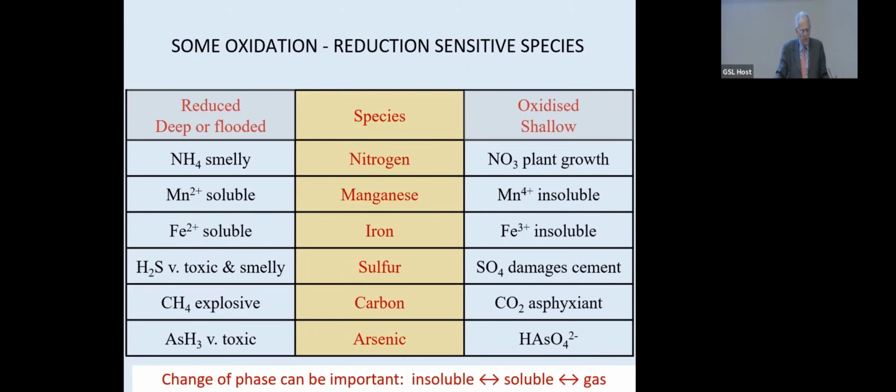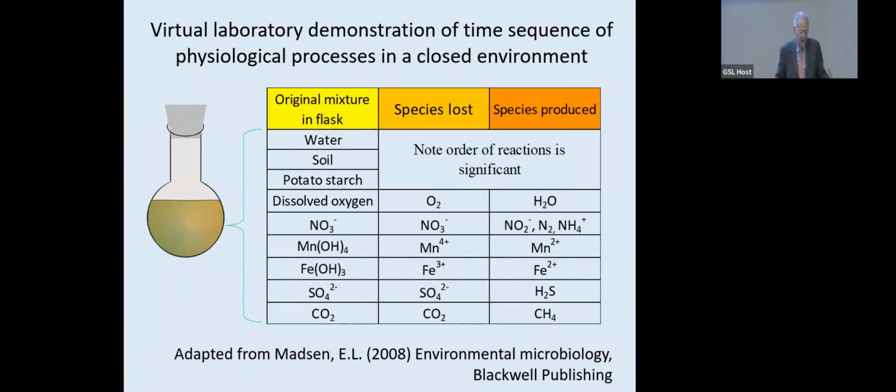Sulfur, we talked a little bit about hydrogen sulfide. Sulfate damages cement, and of course that problem of pyrite oxidation. Carbon in landfill, methane on one side, carbon dioxide on the other. Arsenic, mass problems, of course, in the Bengal Basin with the deeper wells there. And I'll give you a more complicated example of arsenic.